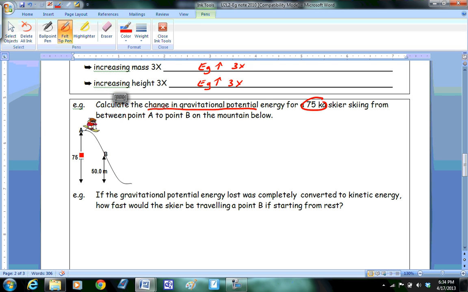Point A is 75 meters above the reference point. This is my reference point down here. And point B is 50 meters above the reference point. So I'm going to use the GRASP method. First thing I'm going to do is write down my change in height. My height is going from 75 meters to 50 meters. In other words, I'm going to have a decrease in the height of 25 meters. So this is my decrease in height.